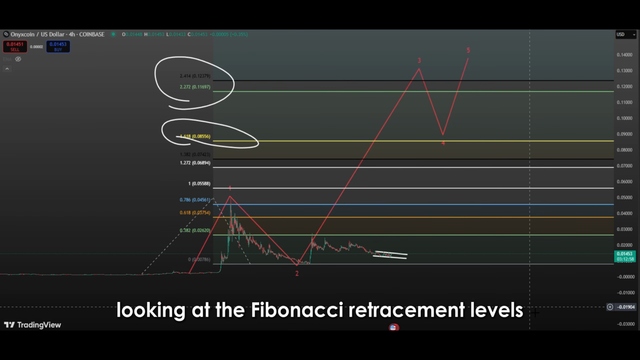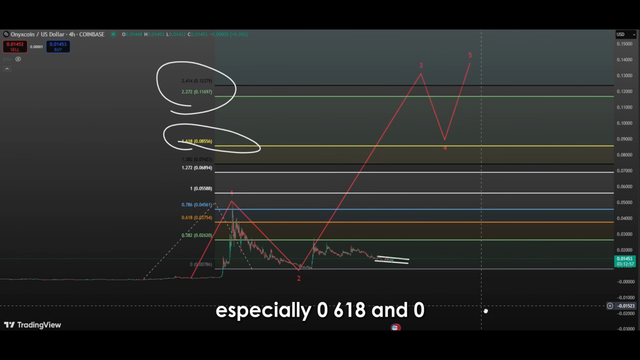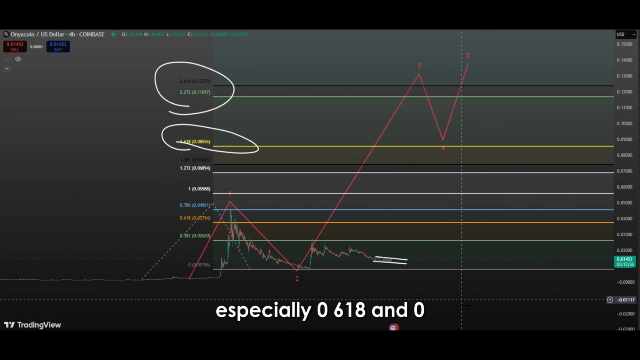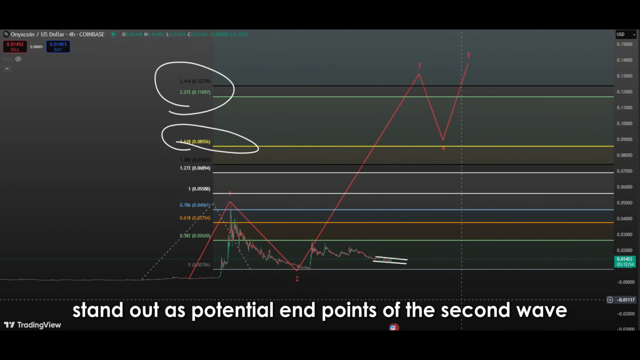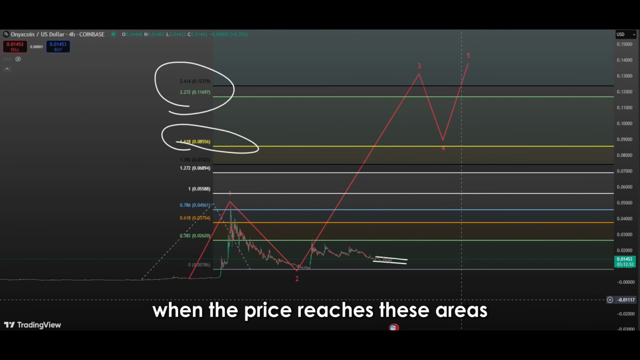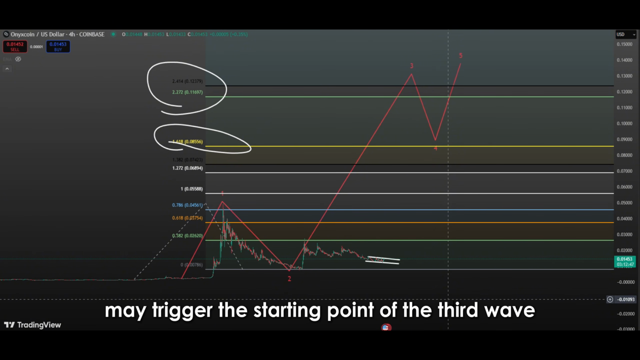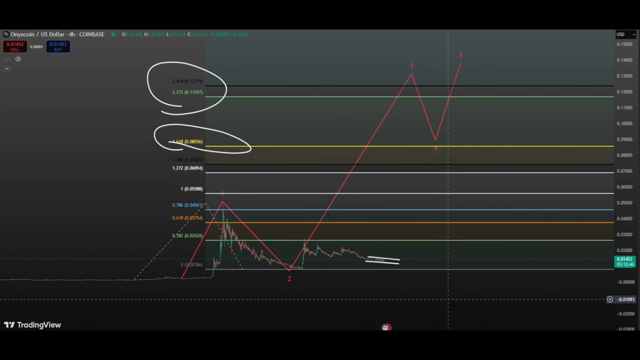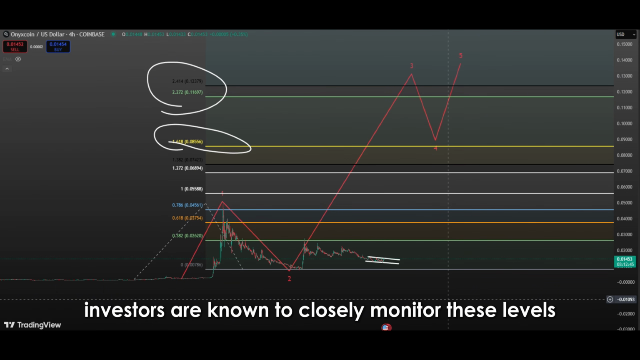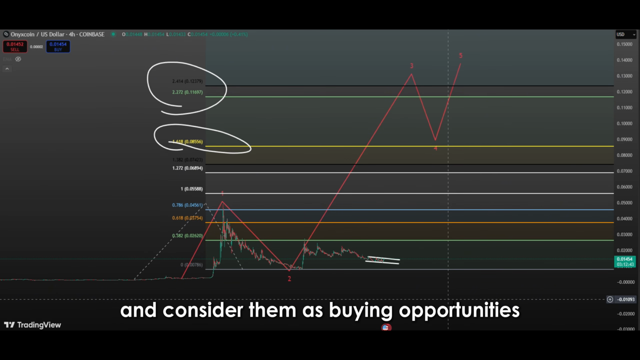Looking at the Fibonacci retracement levels, especially 0,618 and 0,786 stand out as potential endpoints of the second wave. When the price reaches these areas, it may encounter strong support, and this support may trigger the starting point of the third wave. In particular, investors are known to closely monitor these levels and consider them as buying opportunities.